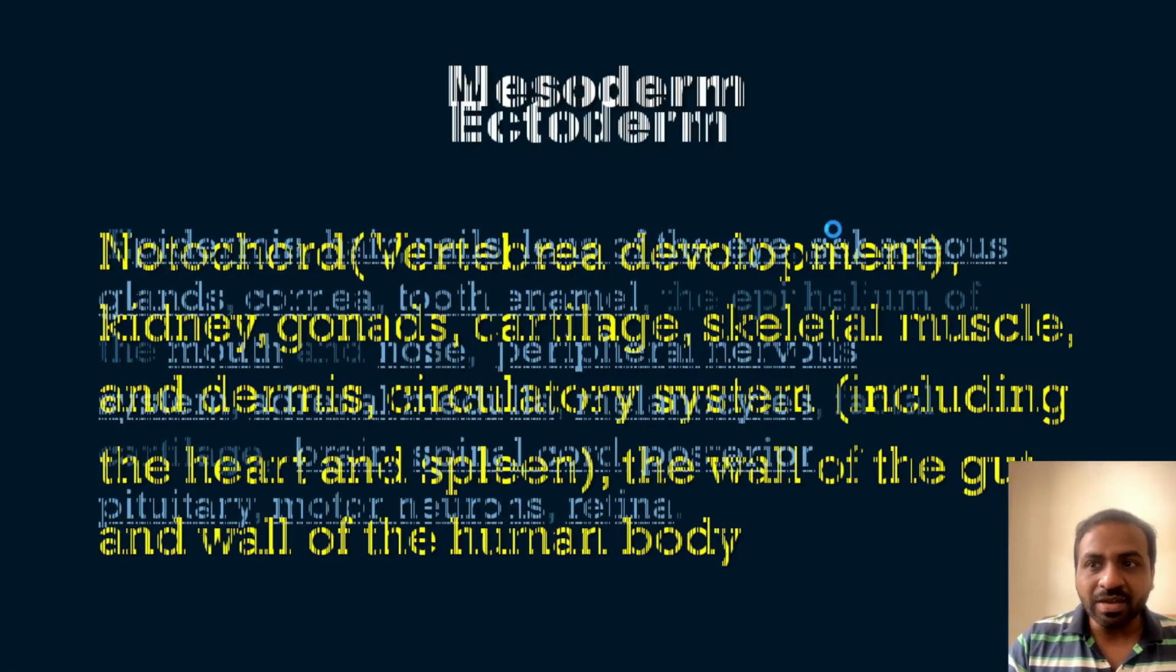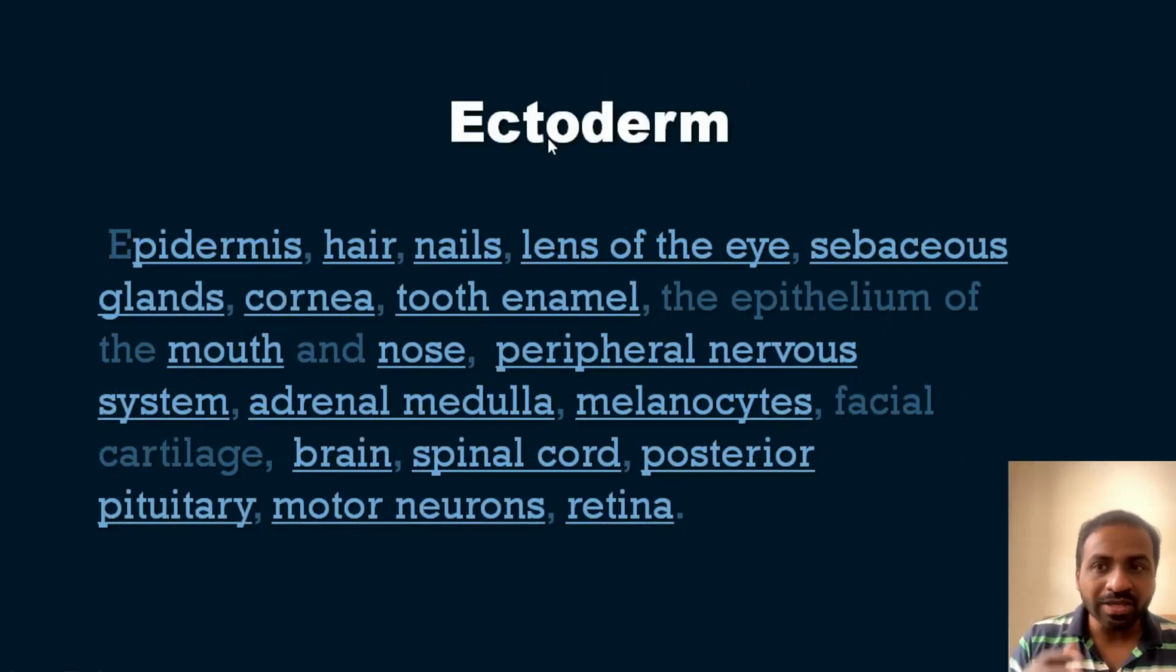Now we will see what is ectoderm. What all things are developing from the ectoderm? From the ectoderm you will get epidermis, hair, nails, lens of the eyes, sebaceous glands, cornea, tooth enamel, the epithelium of the mouth and the nose, then peripheral nervous system, adrenal medulla, melanocytes, facial cartilage, brain, spinal cord, posterior pituitary, motor neurons, retina, etc.